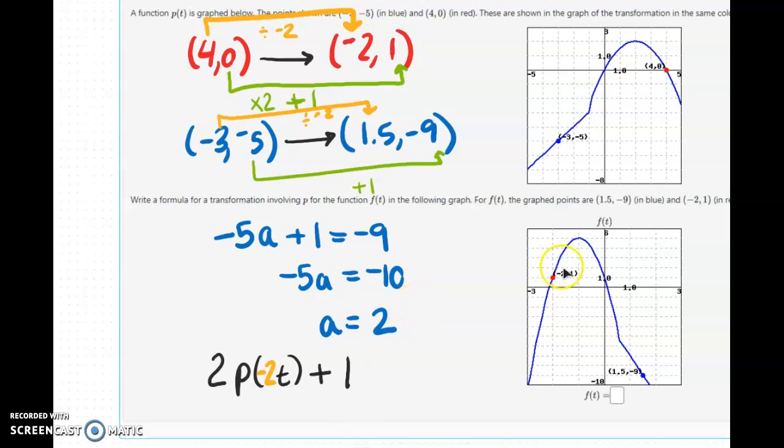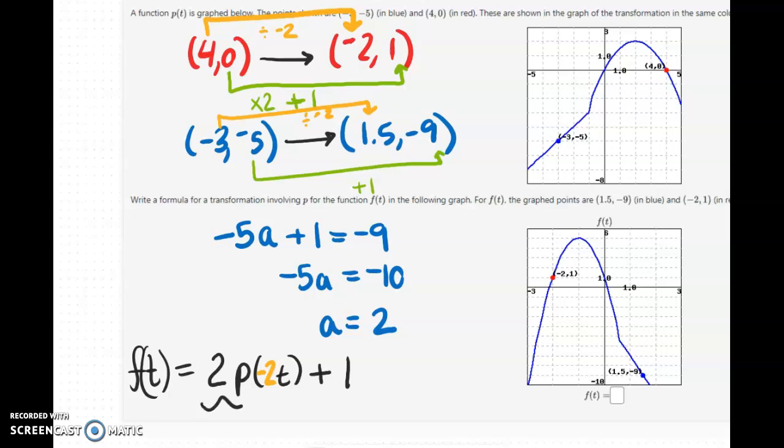And now I'll enter that into the web work. In the web work, you'll notice that it will have f of t, and then you plug in this part. So it's your function: you're multiplying the input by -2, multiplying the output by 2, and adding 1 to get that transformation. And that's how you do this type of problem that you're seeing in the math tree.